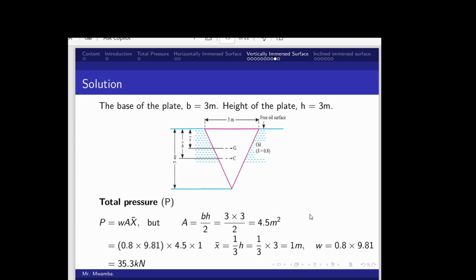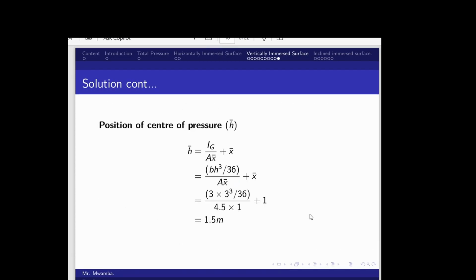Okay. So at what point does now this pressure act, or at what position is it acting? So h bar will be given by the moment of inertia over A times x bar. Moment of inertia now for a triangle is given by base times height cubed over 36. So substitute your base and your height in this formula, you get the numerator there.